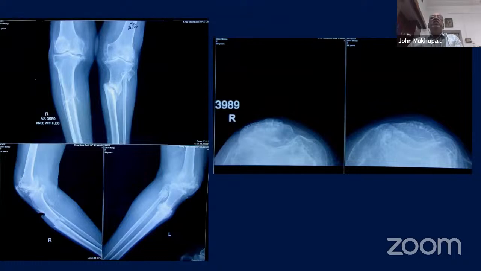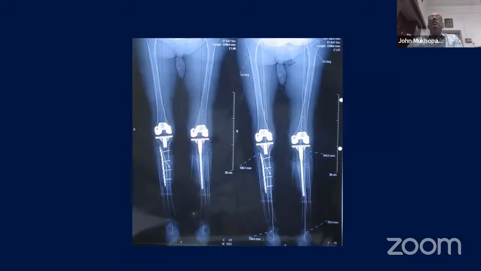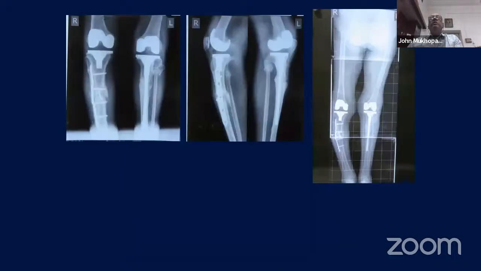Sometimes you can get stress fractures in some of these osteoarthritic patients because of the varus. And this patient actually had a fracture on both sides. She had a total knee replacement with a long stem on one side, but on the other side, for some reason, it was decided to fix the fracture with a plate and then do a short stem. And then this is what happened.